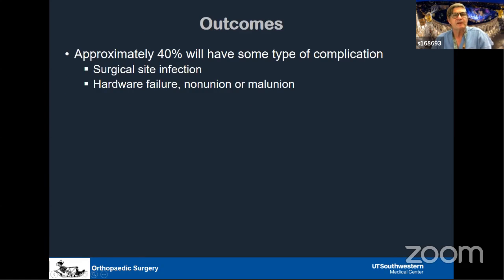What are the outcomes? Well, about 40% of patients will have some type of complication, be it a surgical site infection, hardware failure, non-union, or malunion. You can't practice Charcot reconstruction and have low complication rates. If we had this type of complication rate in adult hip reconstruction or sports medicine or spine surgery, we would be out of practice. But this is something that happens in our cases. Ultimately, though, most of the time these complications do not result in loss of limb.